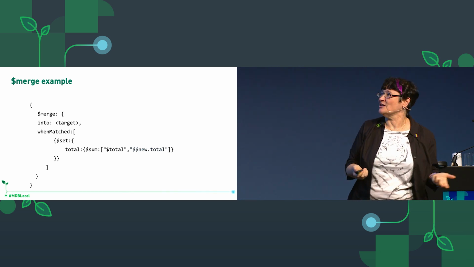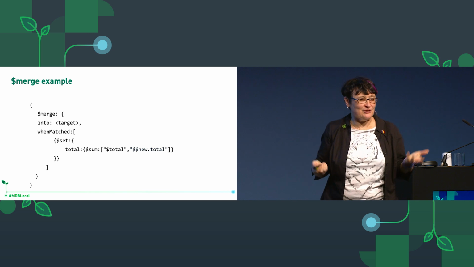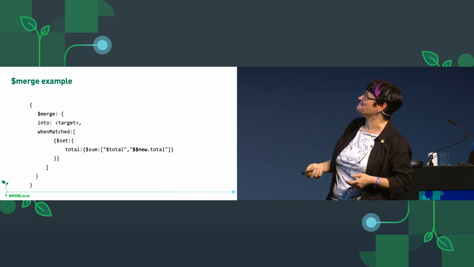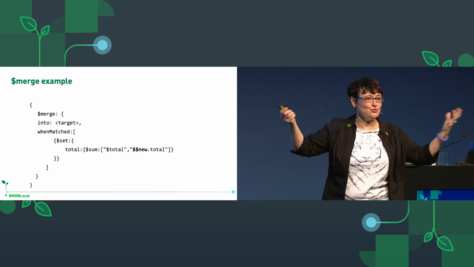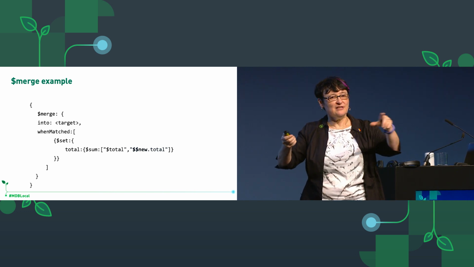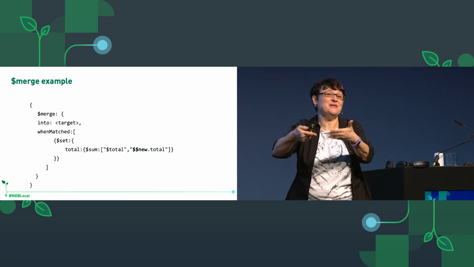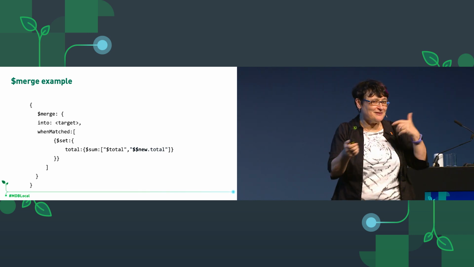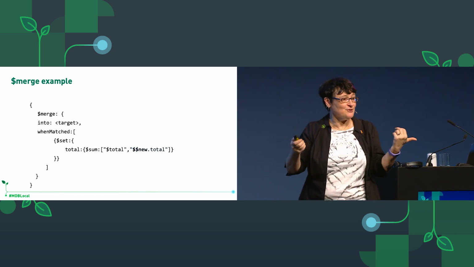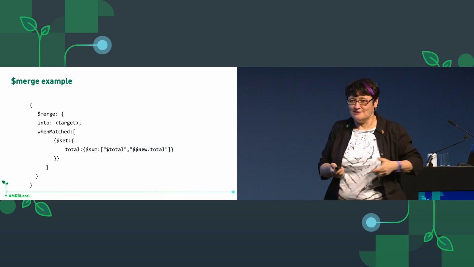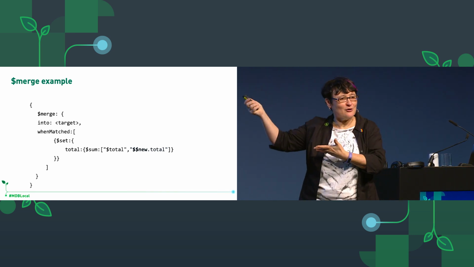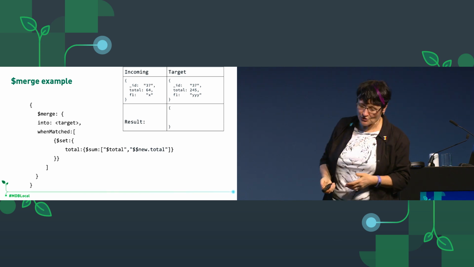And of course, we'll use $set because that sounds better than add fields. $$new refers to the new incoming document. The $total refers to the document that's being updated, essentially. So it's very similar to the update examples that we already looked at. You learn one language, you get two powerful abilities. Woohoo! So here's an example.